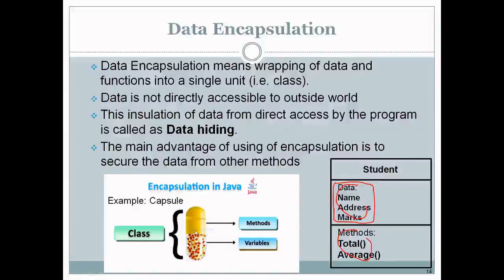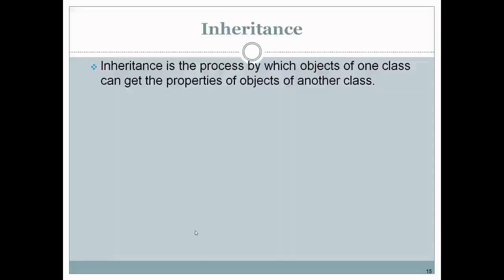Okay, this is data encapsulation, and the next concept is inheritance. Inheritance is the process by which objects of one class can get the properties of objects of another class. Inheritance simply means acquiring the properties of another class.